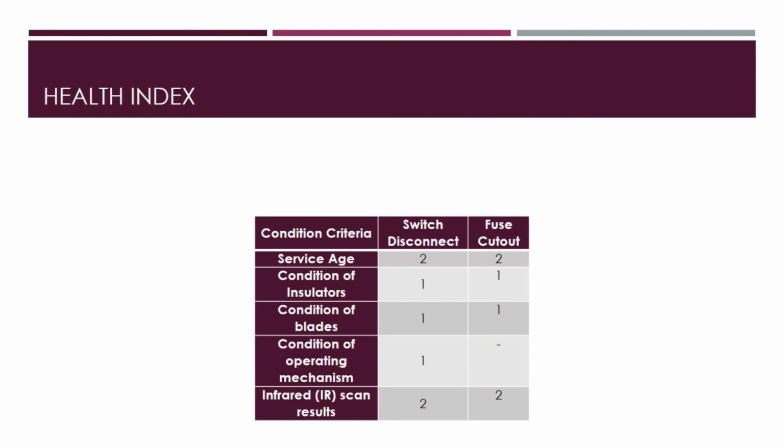Now, one of the things that you would see is that fuse cutouts don't really have an operating mechanism, so therefore this is not going to be included in the health index for fuse cutouts.